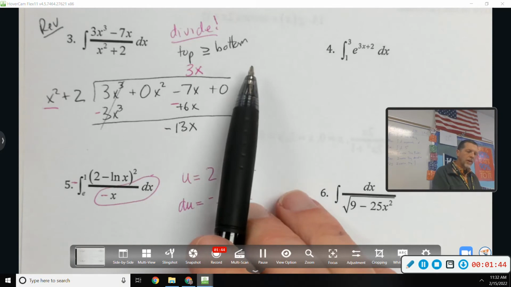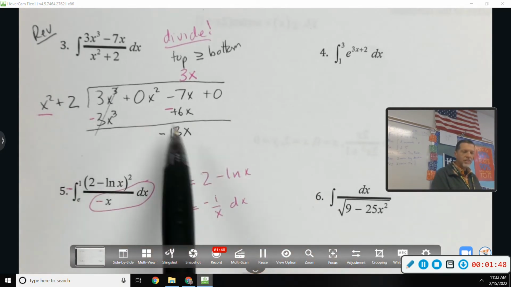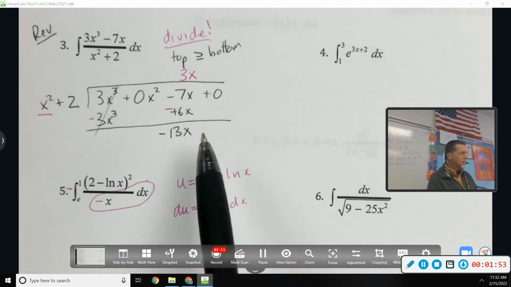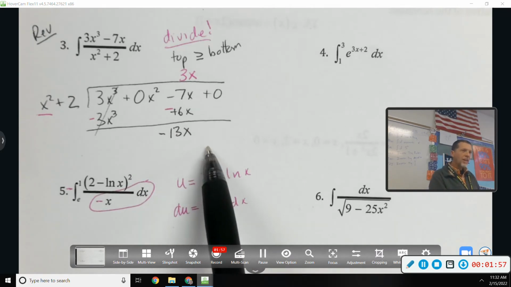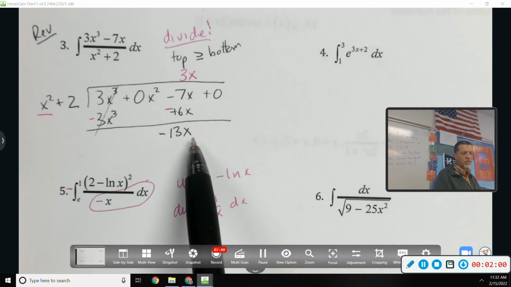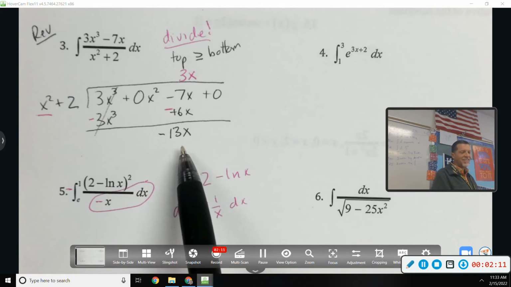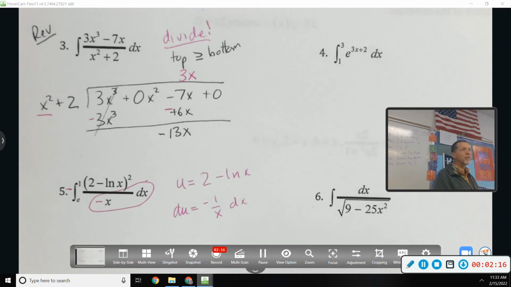And so now I'm thinking, what times x squared gets me negative 13x? That doesn't really work. So I've got this leftover part down here, also known as the remainder. And in 4th grade, you just said, oh, if I divide into groups, I have 3 left over, remainder 3. But later, sometime in middle school, you discovered you could do something else with this remainder. Decimal. Well, you did decimals, but we can't really do decimals here. Fraction. But we could do a fraction.